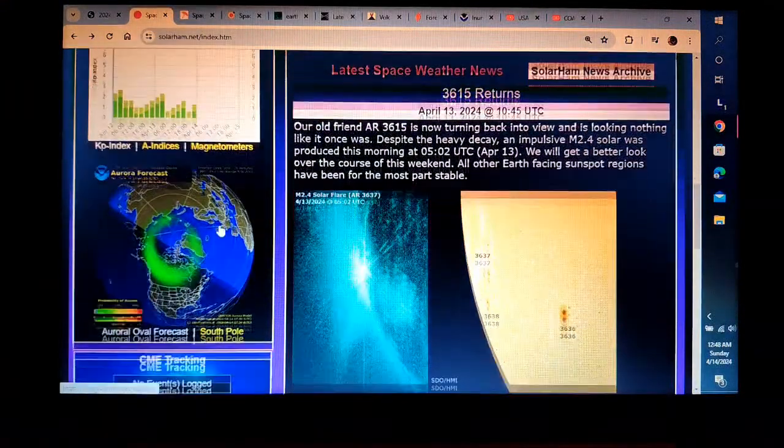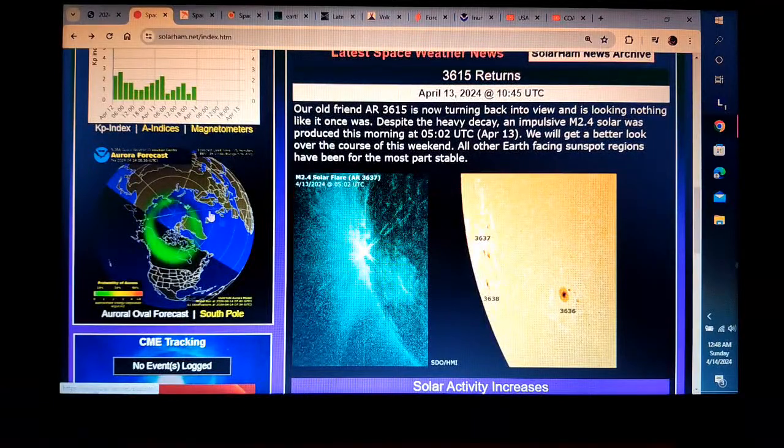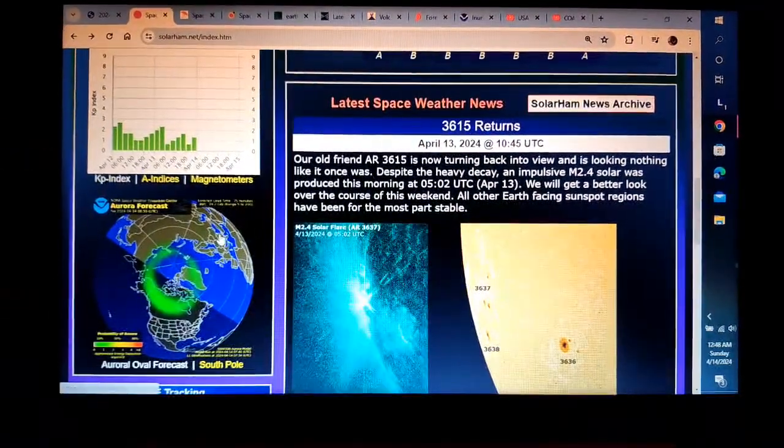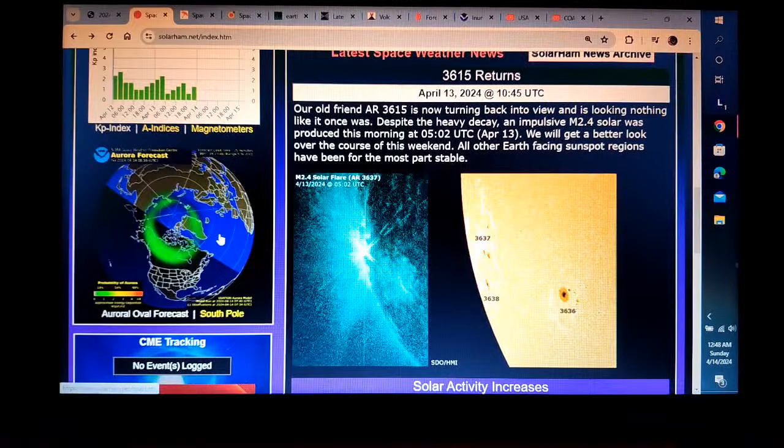All right, so you can see the auroras right here. They're very weak. It also is an indicator here. When you see KP2, that means our auroras are pretty weak.